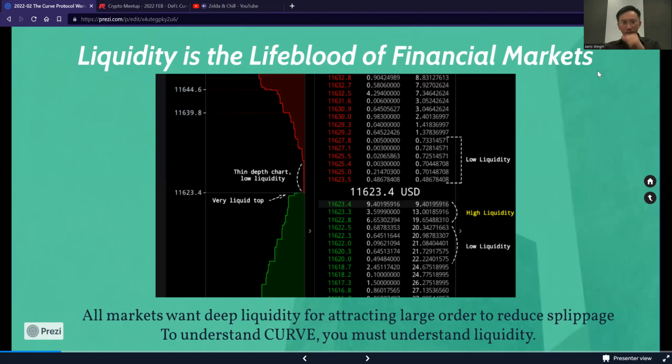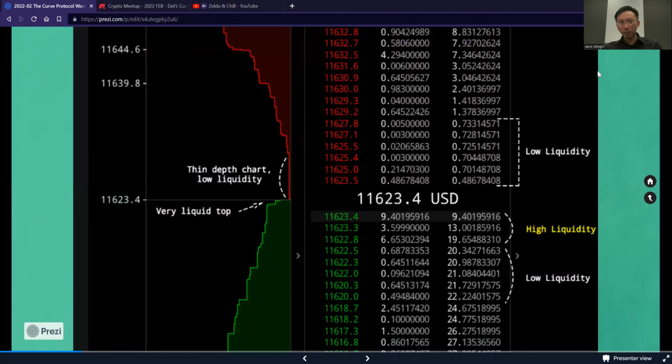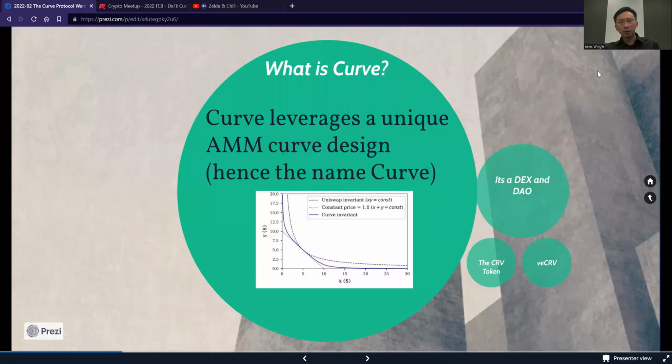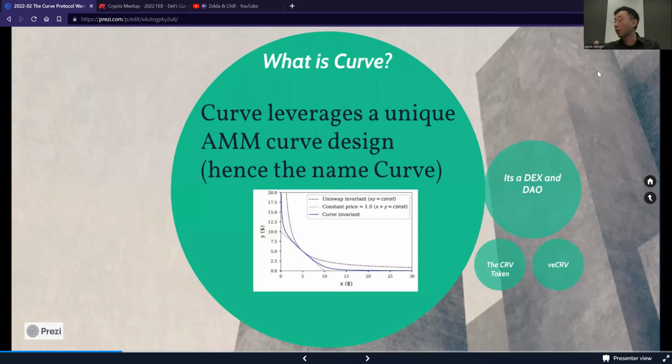What we have here is just a depth chart, for those not familiar with it, that you see on all exchanges. Next thing is, let's dive into Curve a little bit.